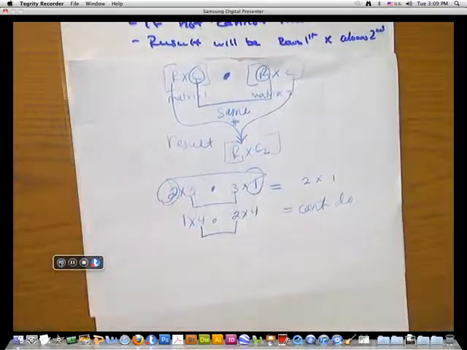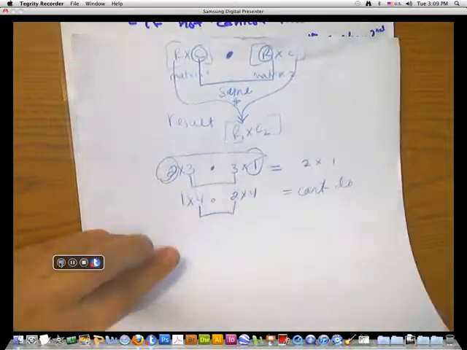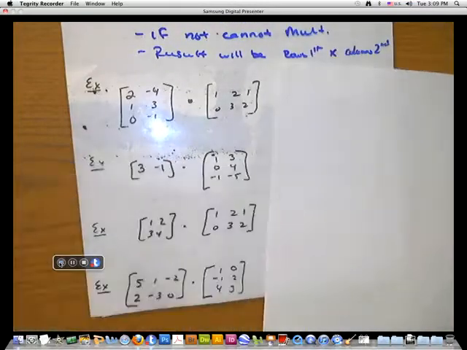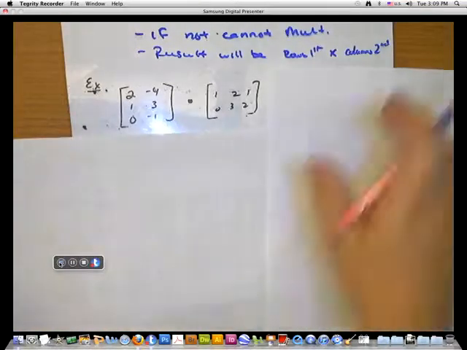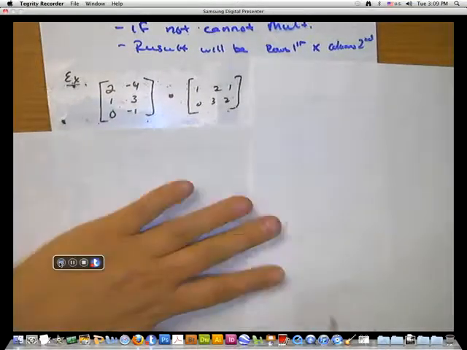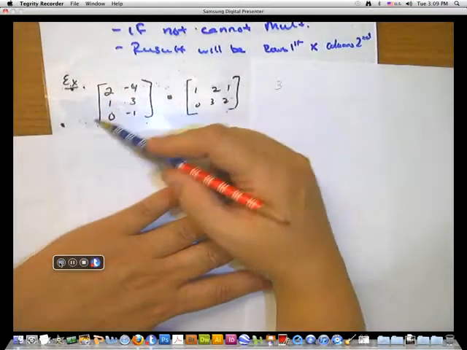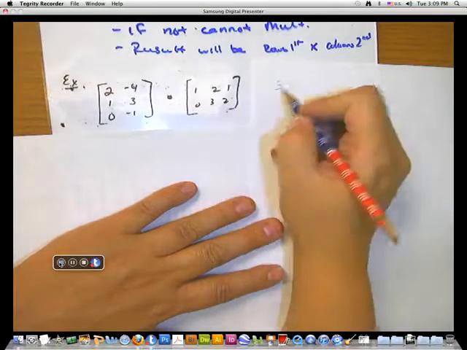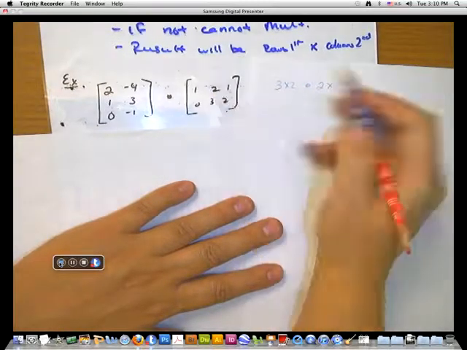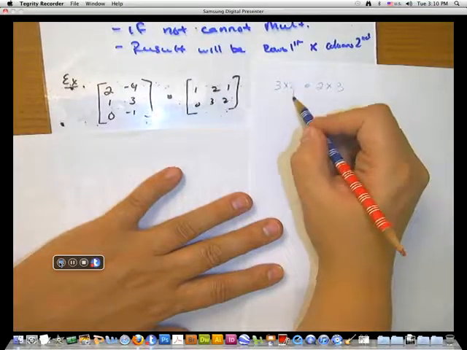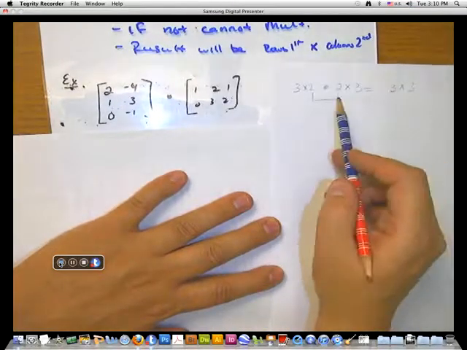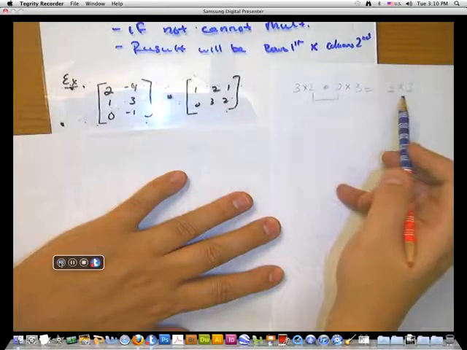Alright, so let's look at a couple of examples. Here's the first one. Right now, we just want to know, can we do it? Here we have 3 rows, 1, 2, 3, by 2 columns. And I want to multiply that by 2 rows and 3 columns. Can you multiply them? And the answer is yes. The result will be a 3 by 3.